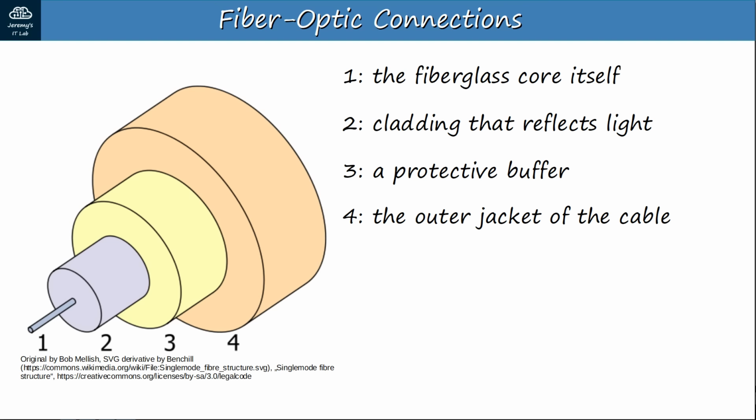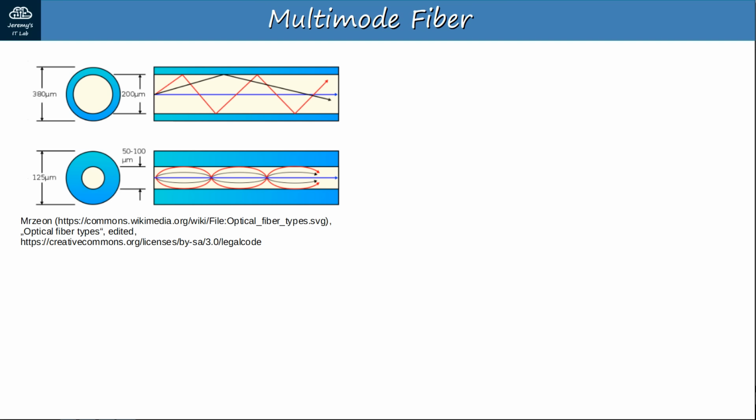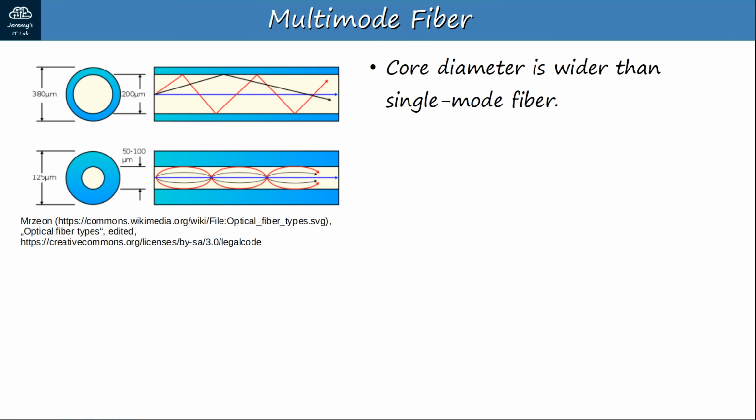Now, there are a couple main types of fiber optic cables: single-mode fiber and multimode fiber. Let's check out their characteristics and differences. These are 2 examples of multimode fiber cables. The center represents the fiberglass core, and the blue represents the reflective cladding that reflects light down the cable. In multimode fiber cables, the core, the actual glass fiber, is wider than single-mode fiber.